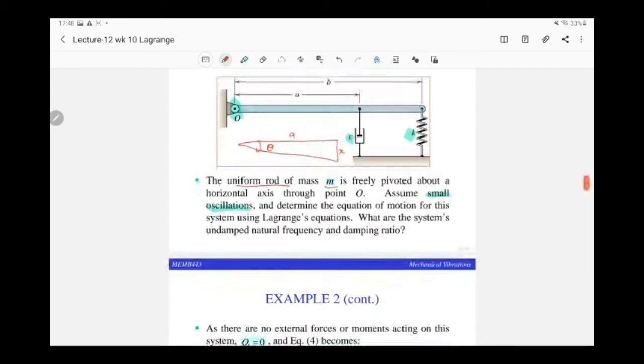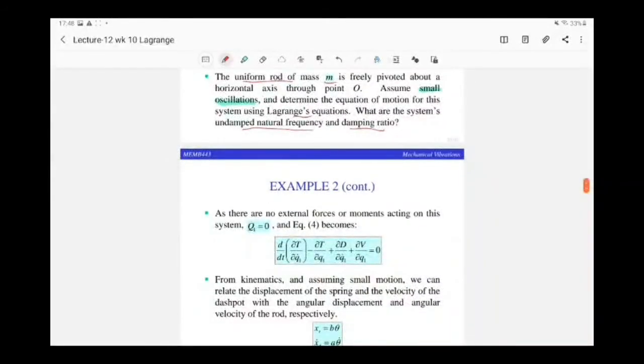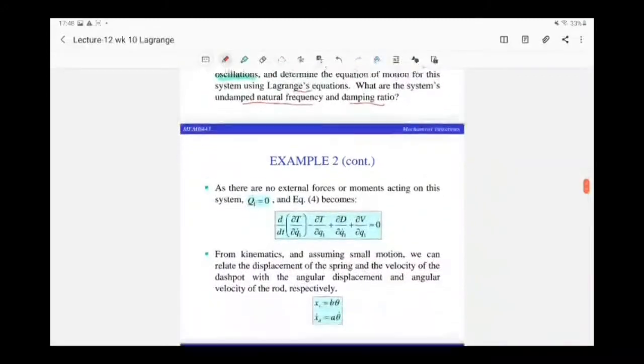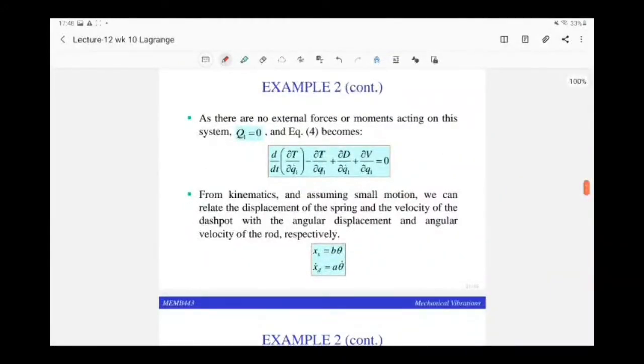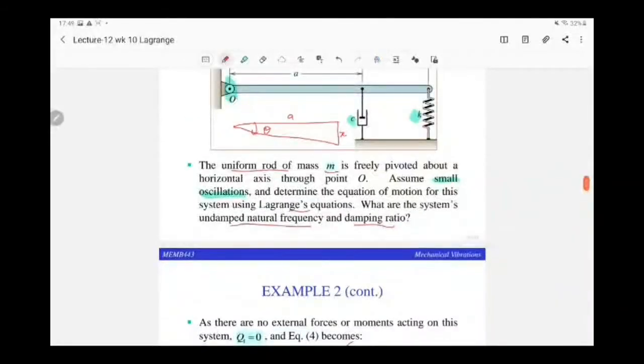What you want to find here is the undamped natural frequency and damping ratio, but you want to use Lagrange. Basically Lagrange is to get the EOM, and from there you can extract parameters. In this case it's still the same, you use the Lagrange equation. Now we are using the full form, because now you have the D value, because you have a damper. As I said, the displacement for the spring is B theta, and for your damper it is A theta dot.